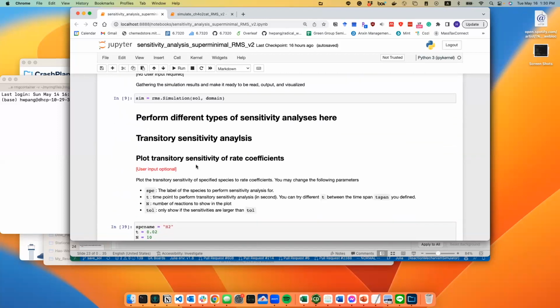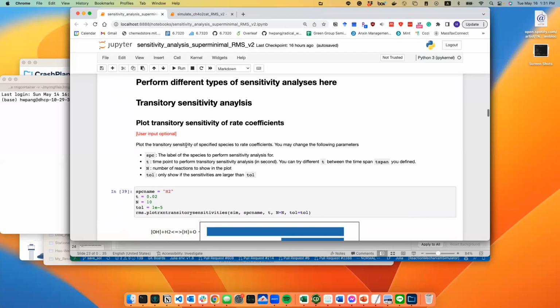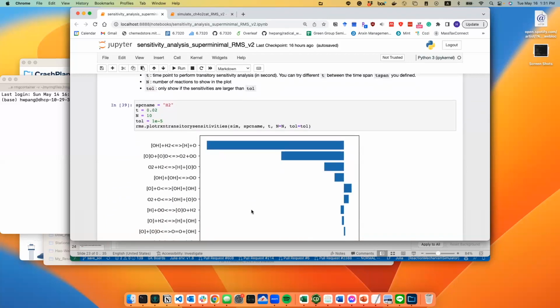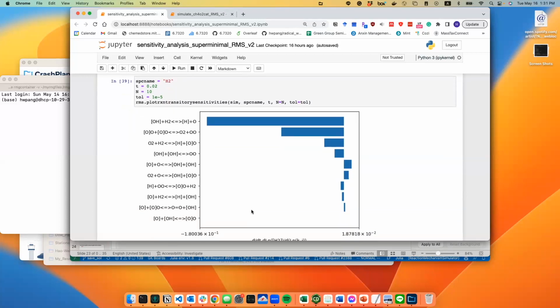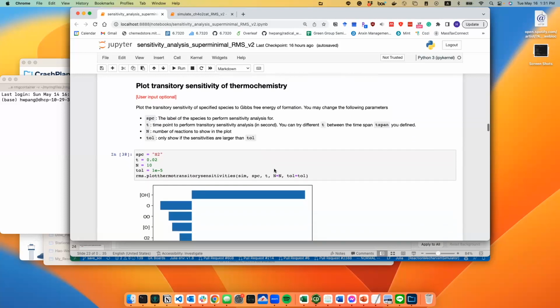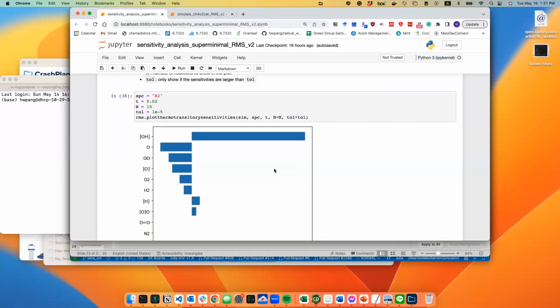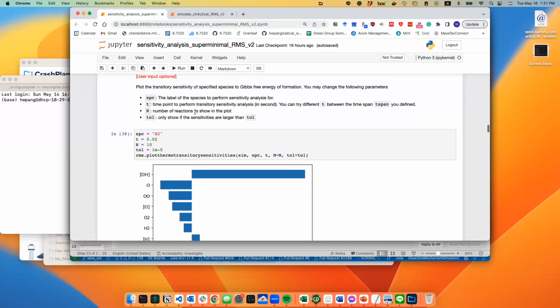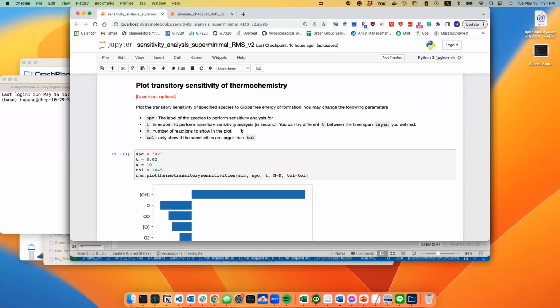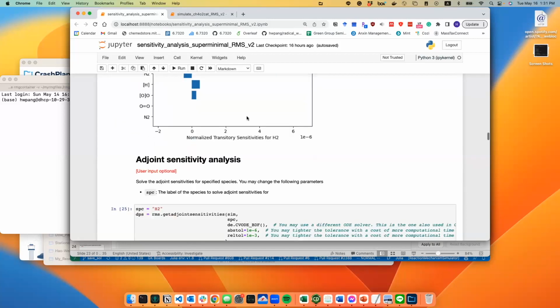Because the beginning part is all the same as yesterday, I'm going to skip to the sensitivity part. First we'll do transitory sensitivity analysis, because you don't need to solve any equations, so you can just plot it. Here it plots the transitory sensitivity for the rates, and you can experiment with different tolerances and times and see what changes. And here's the transitory sensitivity of thermal chemistry, which you can also play with. I also show comments here on what you can change.